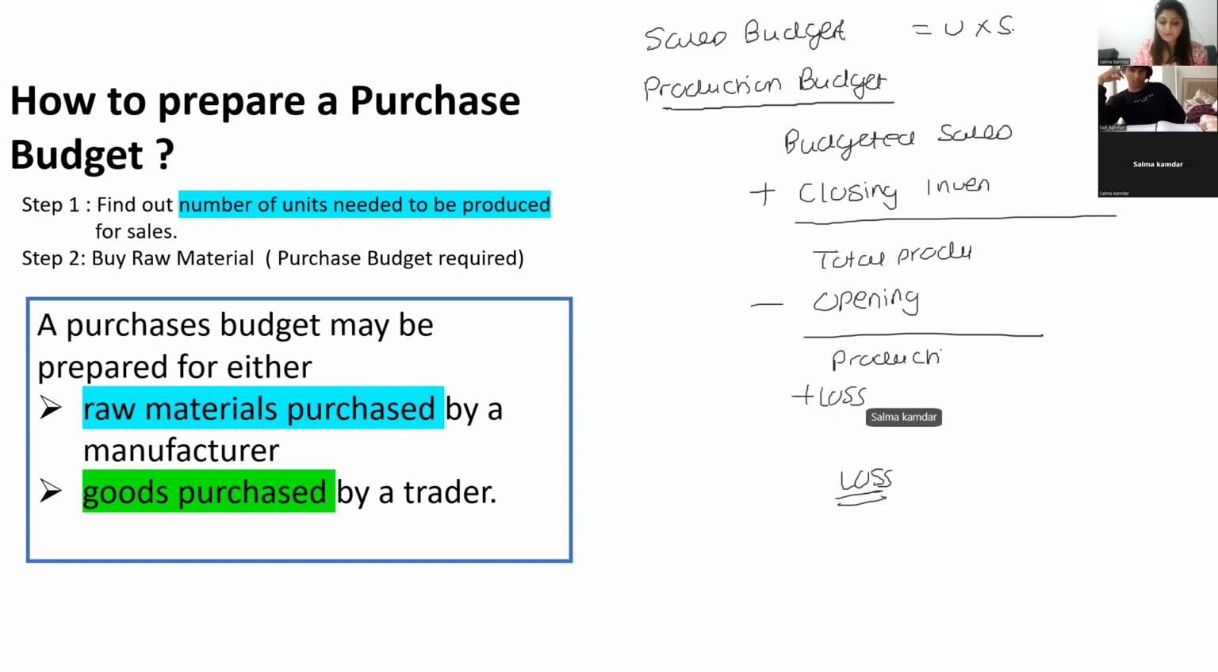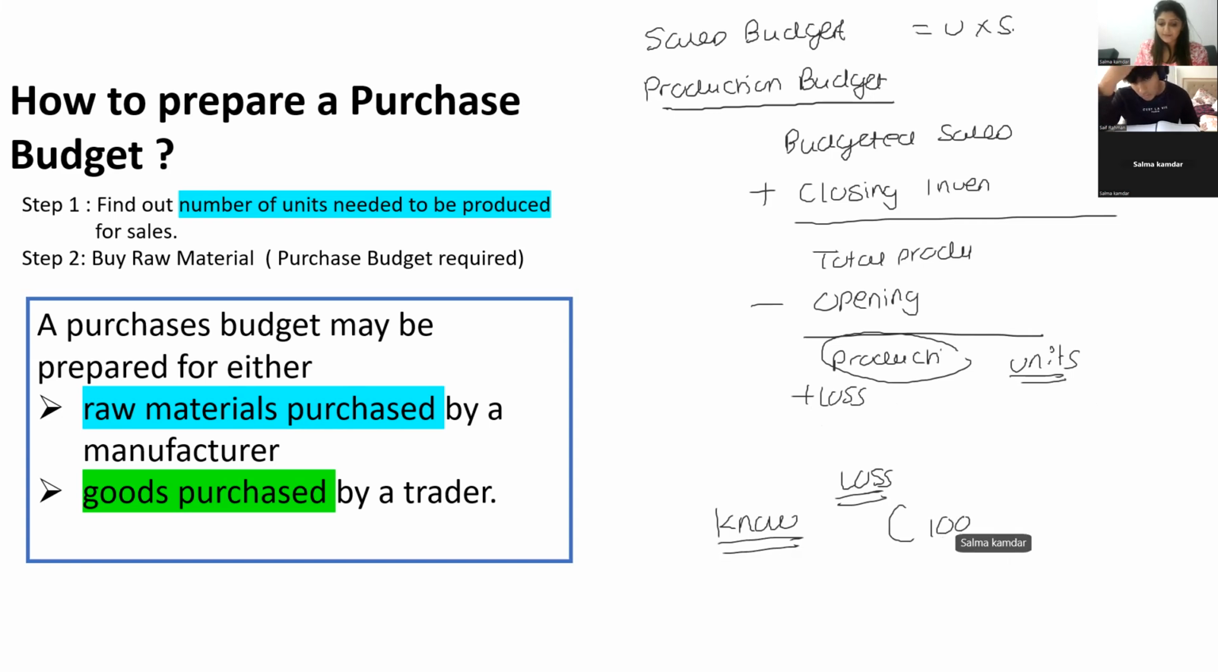After you know how many units you have to produce, what will you do? After you know that you have to produce 1,000 or 2,000 units, what will you do? We'll produce it. How will you produce it?